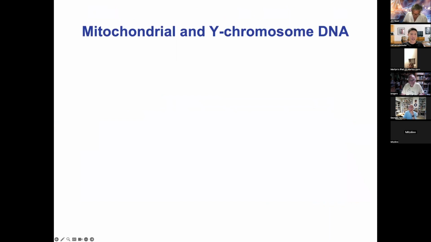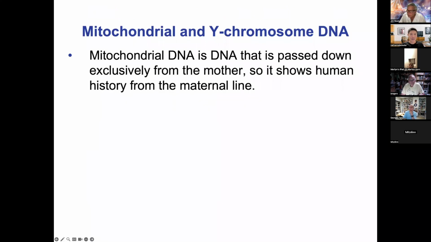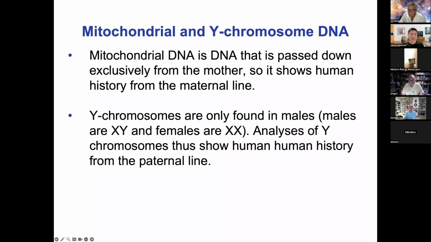So one thing a lot of people study is the mitochondrial and Y chromosome DNA. Mitochondrial DNA is DNA that's passed down exclusively from the mother. So it shows human history from the maternal line. And in contrast, Y chromosomes are only found in males because the sex chromosomes of males are XY, whereas females are XX. Analyses of Y chromosomes show human history from the paternal line.